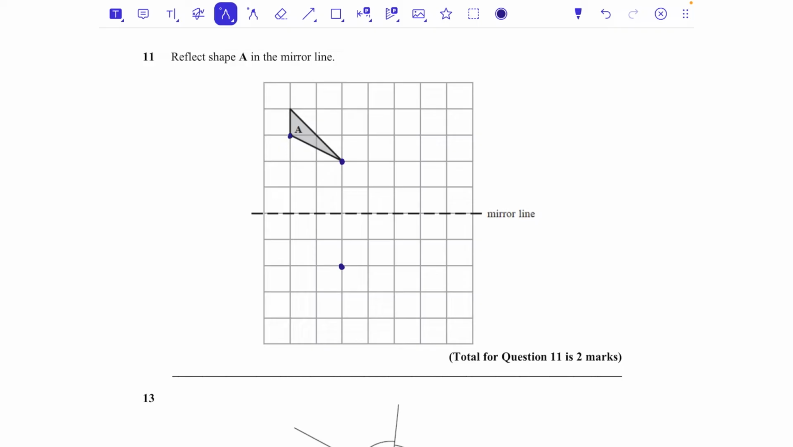This point here is 3 squares away, so we're going to go 3 squares away on this side, and that point is going to go there. This point is 4 squares away, so it's going to go there. We're then just going to join it up with a nice straight line using a ruler like that, and it should be there. You don't need to label it, it hasn't asked you to label it, so there we go. That's my answer for 2 marks.